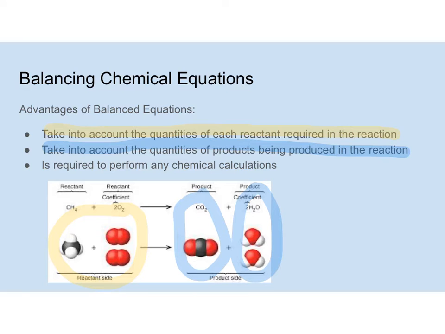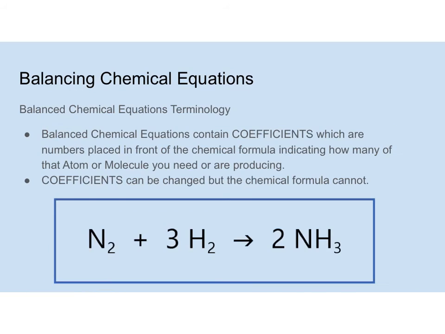And then the last part, and this will get a little bit more important as we go through the course, especially when we get into math: it's required to perform any chemical calculation. If you're going to do some chemical calculations, you have to have a balanced chemical formula. Without using a balanced chemical formula, it's very difficult to use a lot of the calculations we use in chemistry. So it's important to have it.